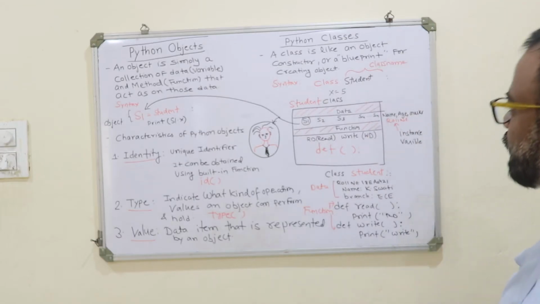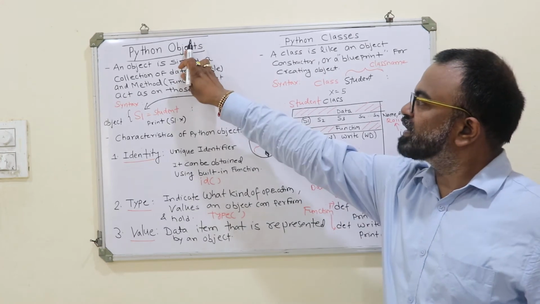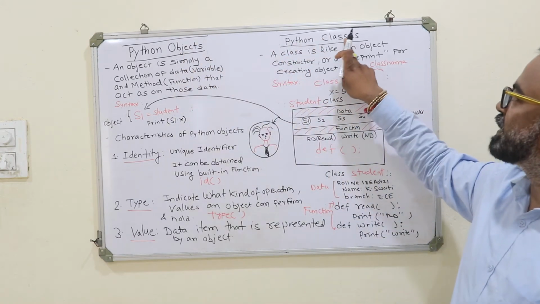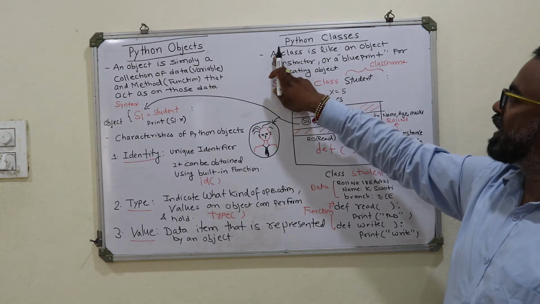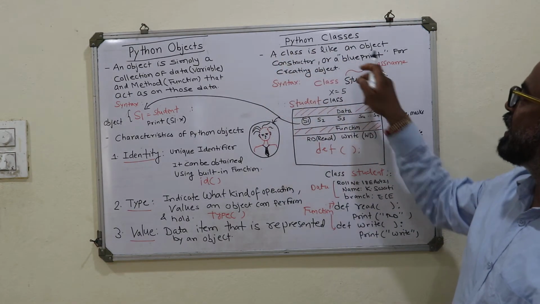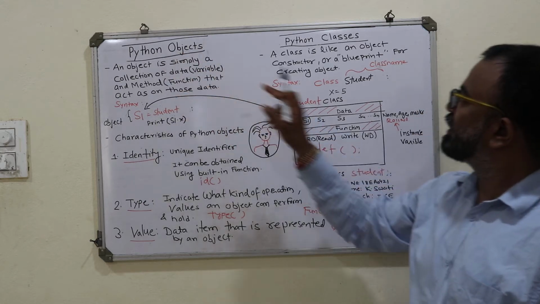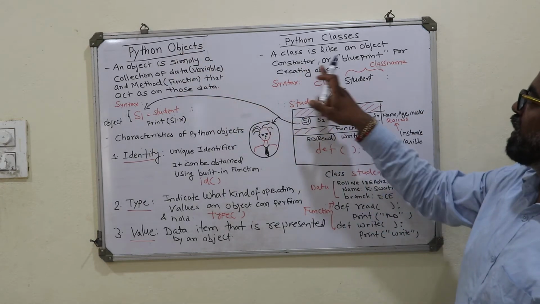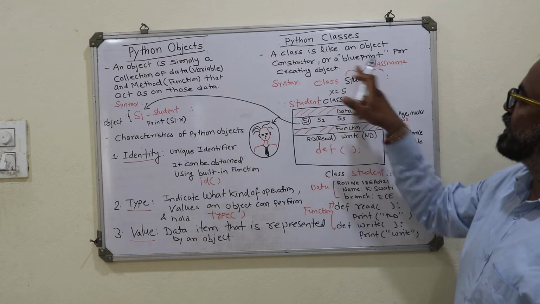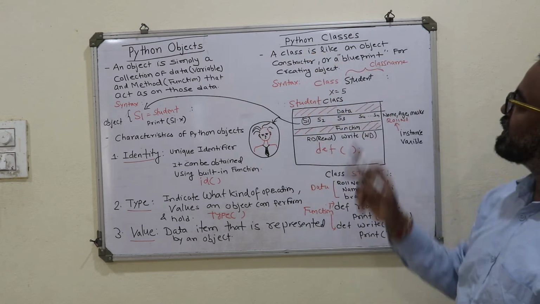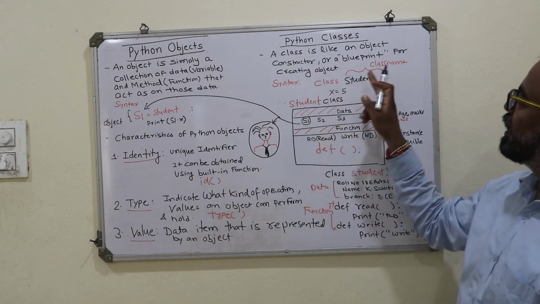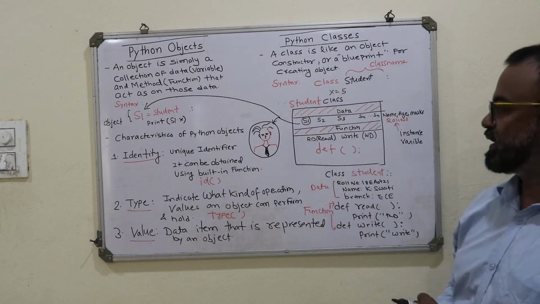To understand Python classes and Python objects, you have to understand what a Python class is. A class is like an object constructor, or you can say it is a blueprint for creating objects. So what is a Python class? A Python class is nothing but a blueprint for creating objects, right?